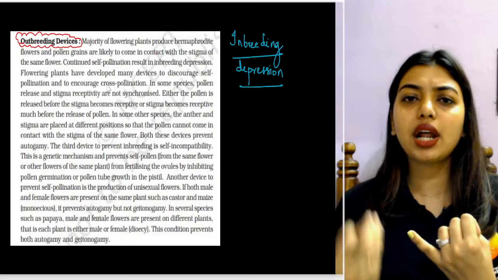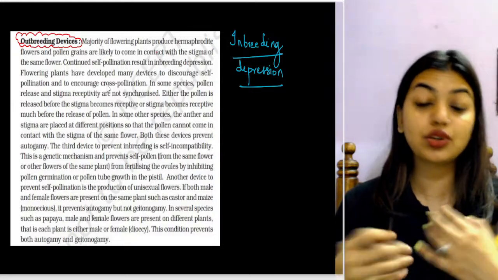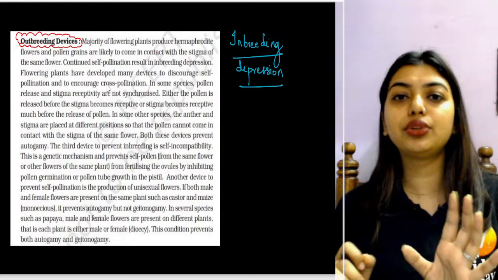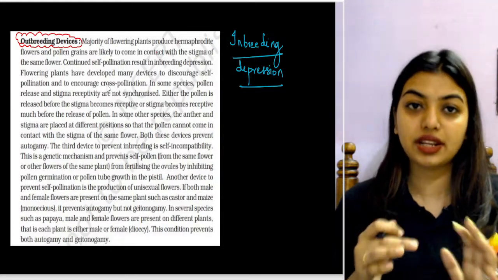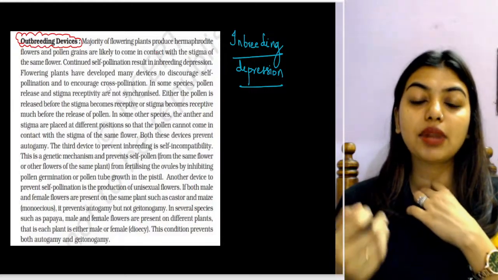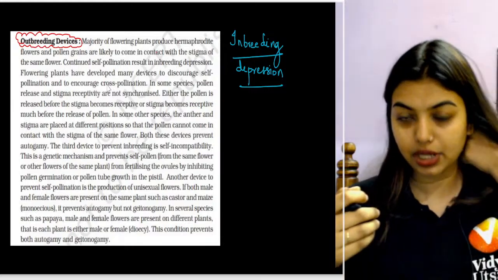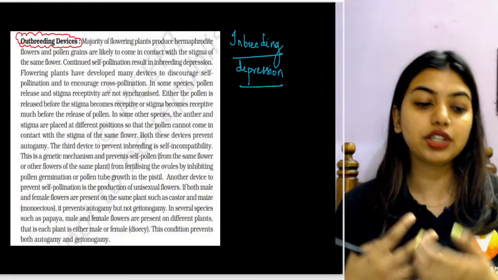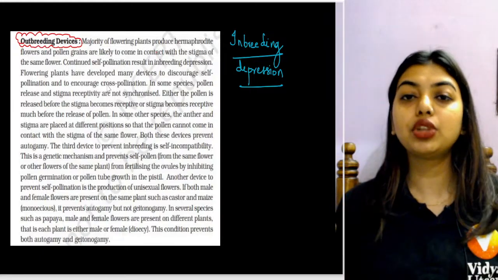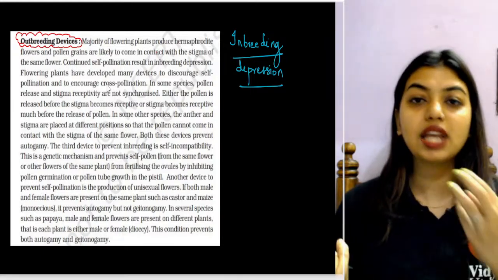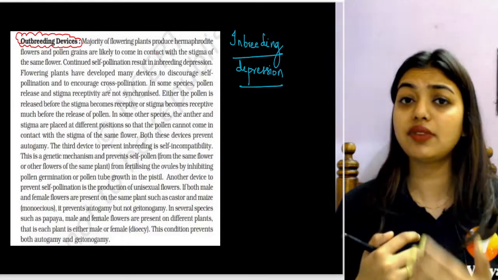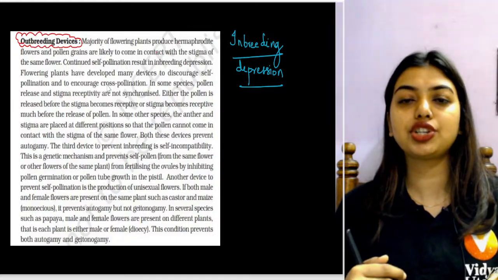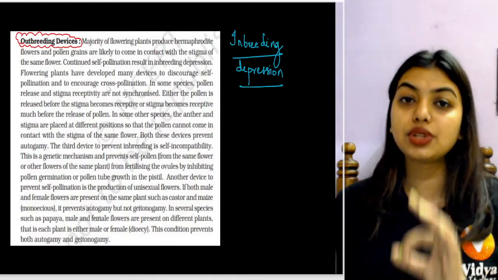First thing, the plant itself, without taking anyone's help, will make methods telling that I don't want to do self-pollination, so I am going to use this technique instead. The plant will make unisexual flowers. Because both the stigma as well as the anther are available, there are chances of self-pollination. So the plant will be like, wait a minute, I do not want self-pollination to happen, so I'm going to make unisexual flowers.